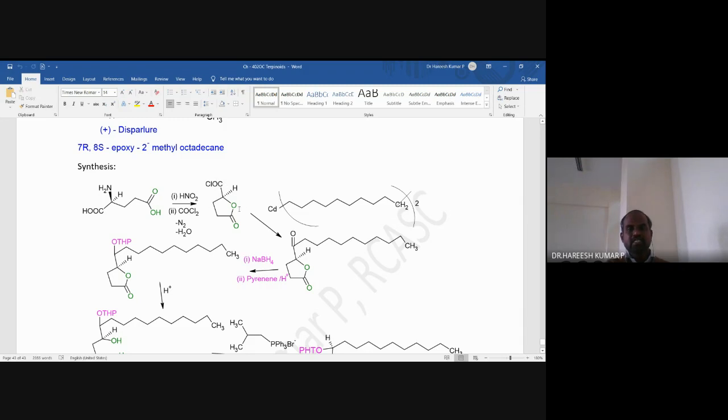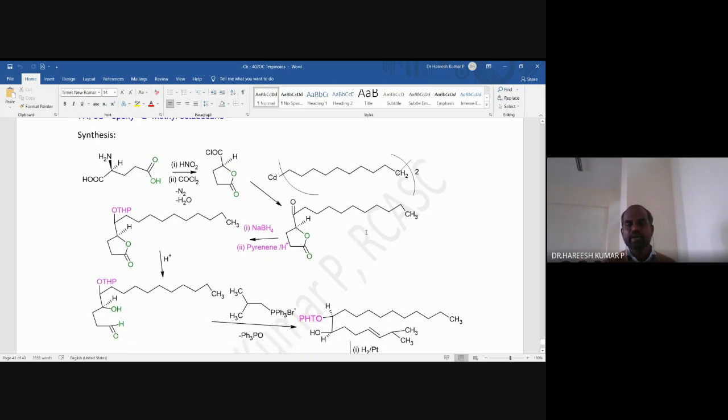Once this acid chloride is obtained, it was treated with a Gilman reagent. So this is not a Gilman reagent, it's a cadmium compound. This alkyl cadmium will also act as a source of alkyl group. So it will transfer this alkyl group, the 10 carbon atom alkyl group, to this carbon, and Cl will go out. So there will be a compound formation like this.